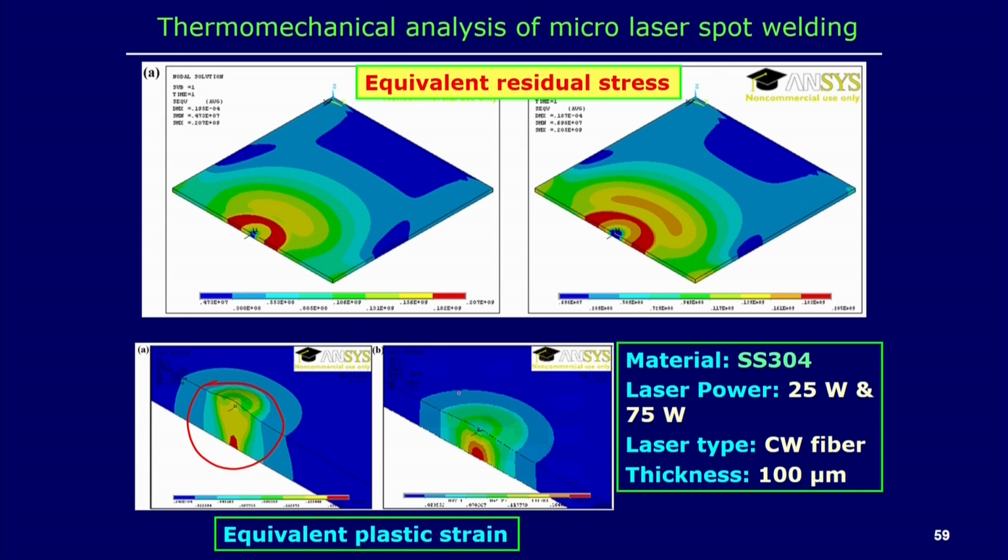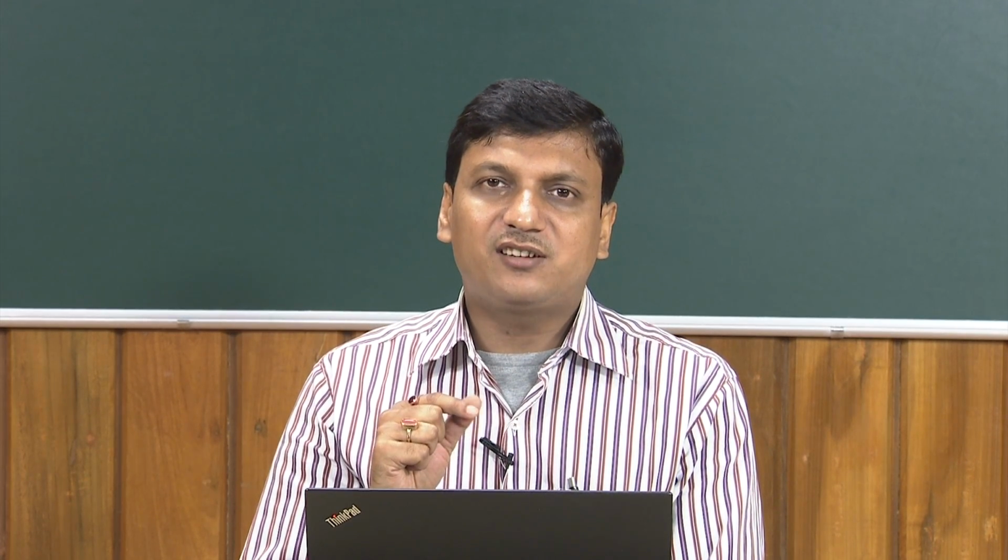Plastic strain is basically confined to a very small area, and of course, the maximum value is towards the bottom side. We have seen that it depends on the plate thickness, because normally in the thickness direction the temperature gradient is less. At the same time, it depends on the amount of heat loss from the bottom surface, that means whether we are using any kind of high conductive material on the bottom side. Based on that, the location of the maximum equivalent strain or residual strain will vary.